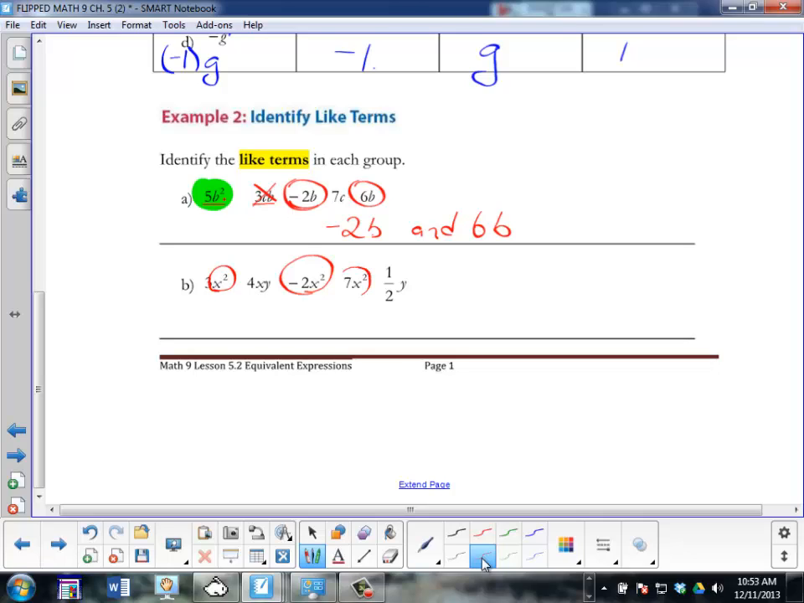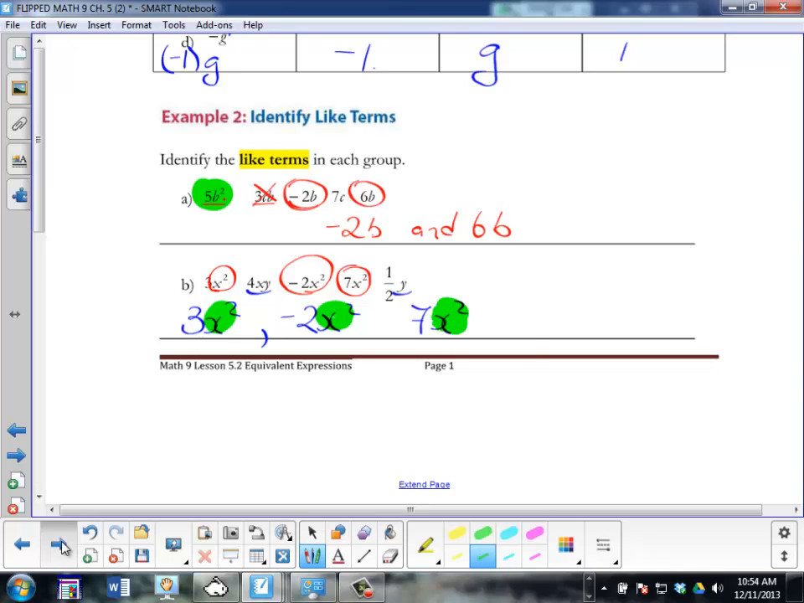And then we've also got this one here, 7x squared. So these 3 terms that I've circled here are going to be like terms. Looking at the remaining 2 terms, the 4xy and the half y, they're not the same. They don't have the same variables, so they're simply on their own. So we've got 3x squared, negative 2x squared, and 7x squared, and once again, they're similar on account of having the same variable and the same exponent.